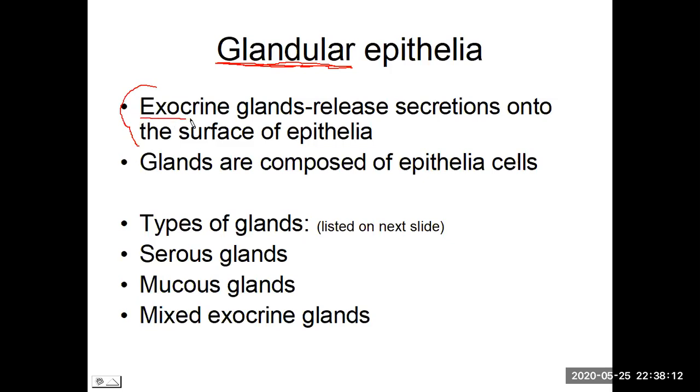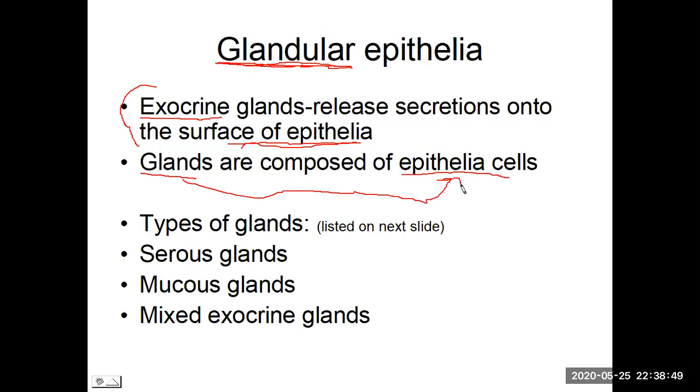So exocrine secretion means that some type of fluid material is being produced, and that fluid secretion is released to the surface of the epithelial tissue. So it'll be released so that it'll coat the surface, whether it's an external surface, such as your sweat glands and your oil glands, or an internal surface, such as your salivary glands, releasing saliva into your mouth. And any type of glandular structure of the body is derived from epithelial cells.